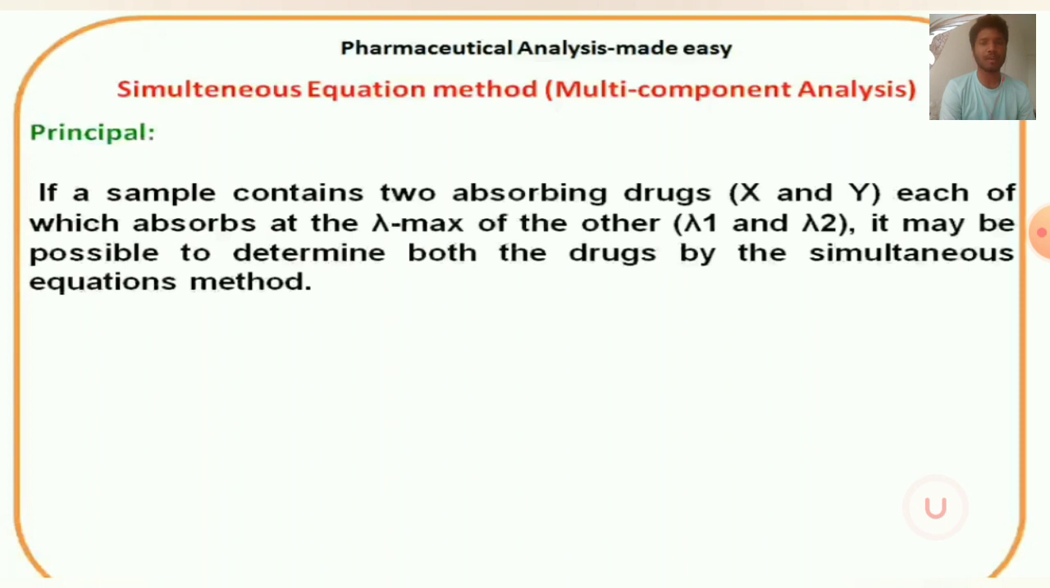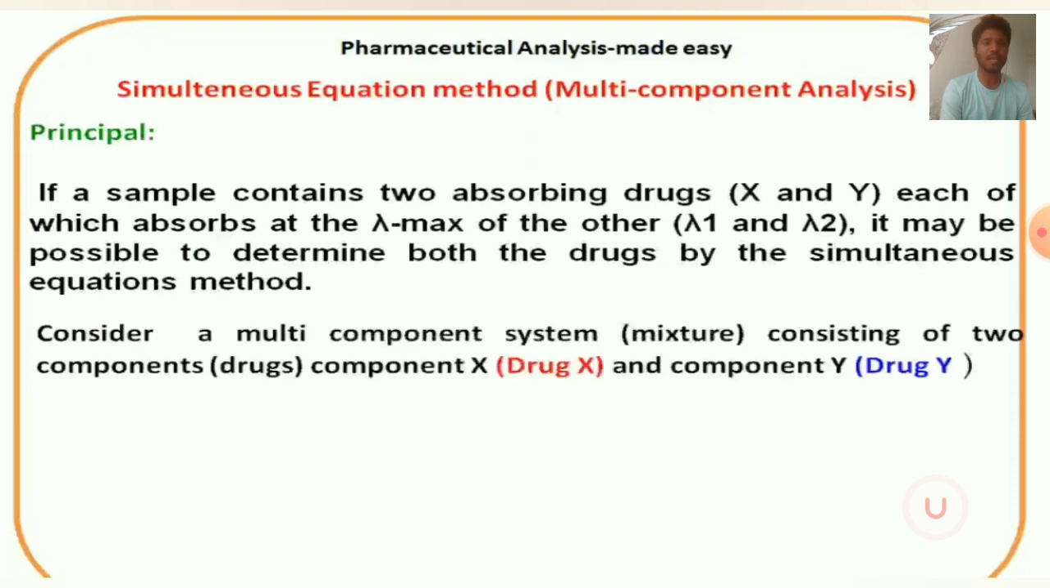If a sample contains two absorbing drugs, X and Y, each of which absorbs at a different lambda max, that is lambda 1 and lambda 2, it may be possible to determine both drugs with the help of the simultaneous equation method.